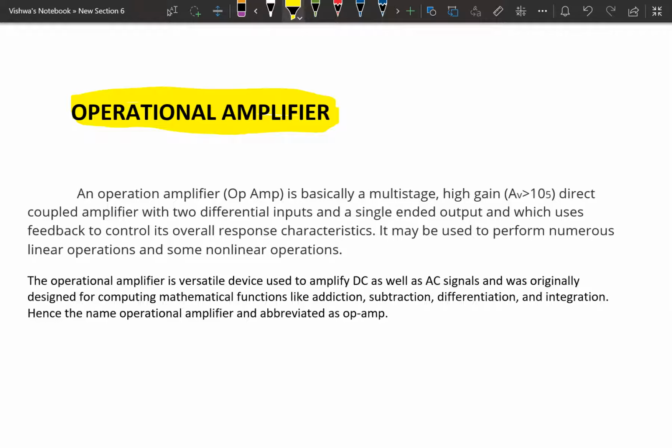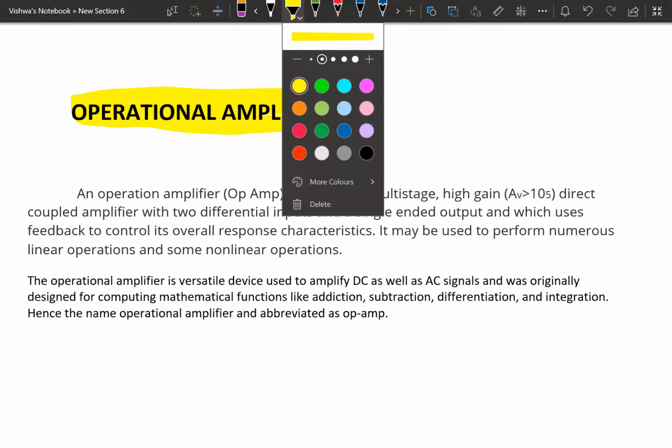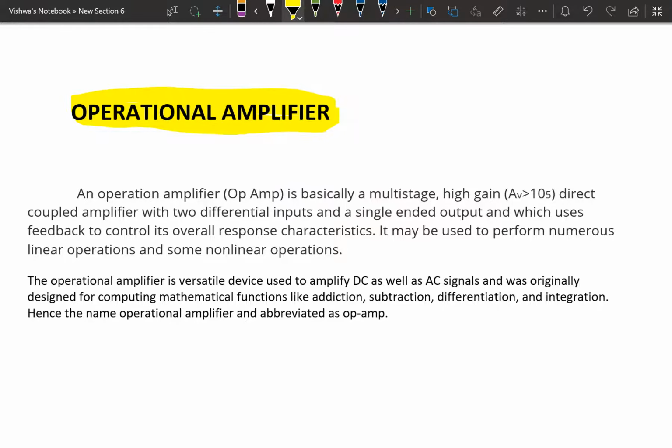That is simple. For higher gain, we require multi-stage transistor amplifiers, but it is difficult to make the connections or the coupling circuits. That's why this development leads to operational amplifiers. These operational amplifiers are in the form of integrated circuits. Okay. Then what is an operational amplifier?